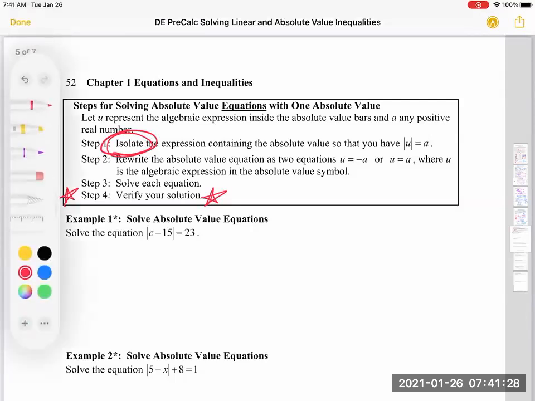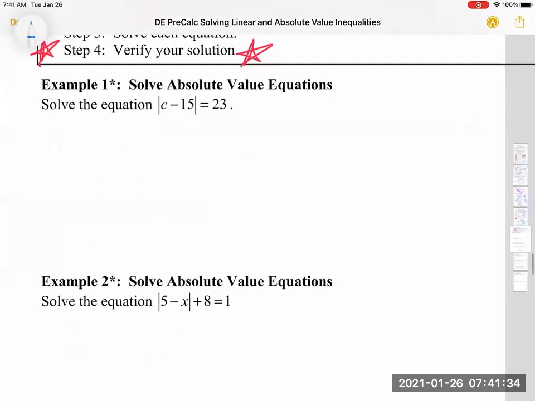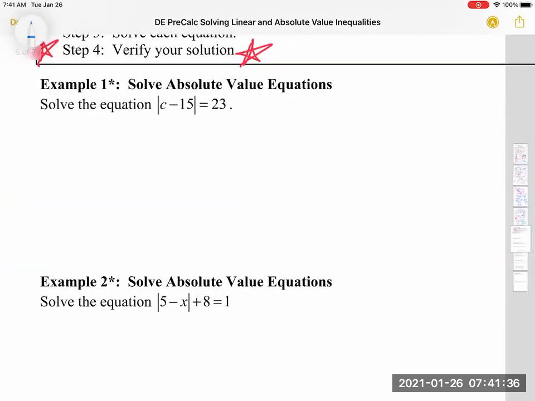All right, so I'm going to use blue. All right, here we go. Solving absolute value equations. First example, you have the absolute value already isolated. When they say isolate, they mean get the part that is in the absolute value bars all by itself. I like to have it on the left-hand side. You can have it on any side that you want.